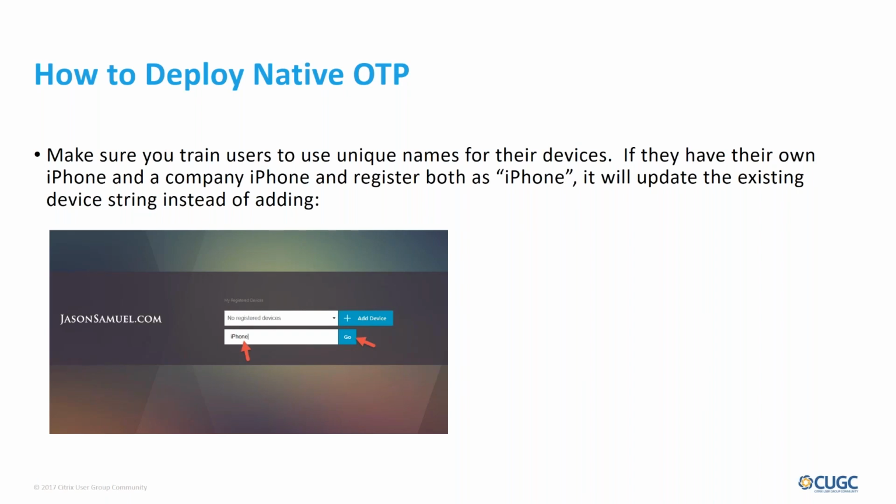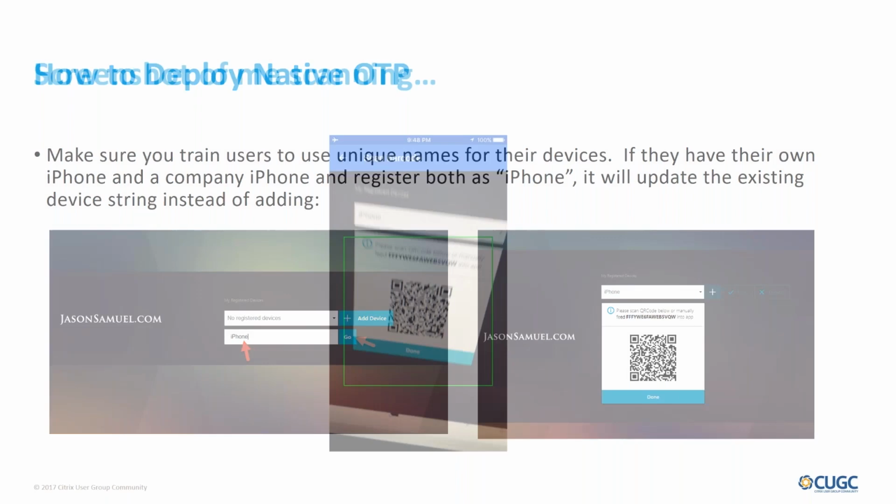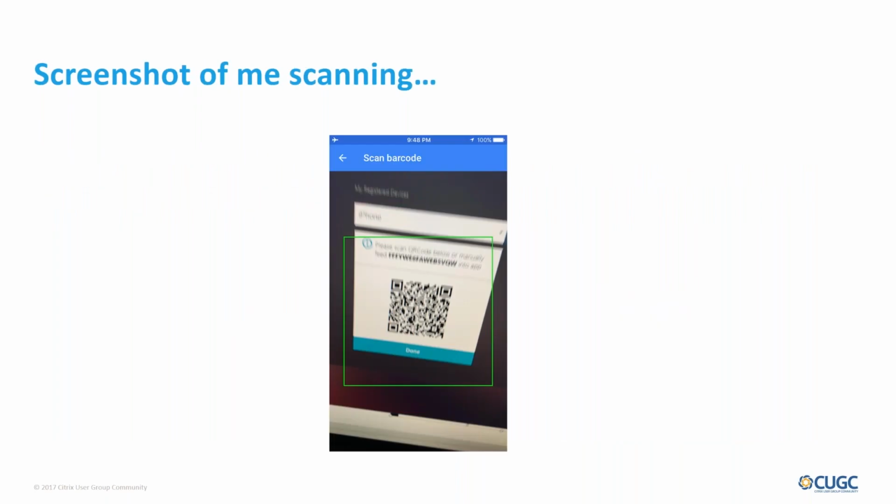Now, just keep in mind though, if you type in iPhone for your personal iPhone and then you later want to add another device and it happens to be a company iPhone and you call it iPhone, well, it doesn't actually add two iPhones in there. It'll actually update the existing. So make sure that each name you give is unique. You have to train your users to do that. Once that's done, you get this little QR code here, right? And then you just tell the end user to scan this QR code with their authenticator app.